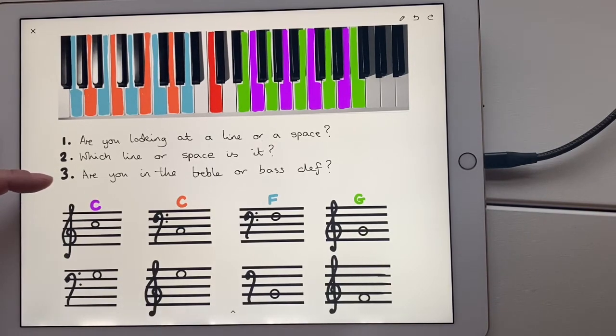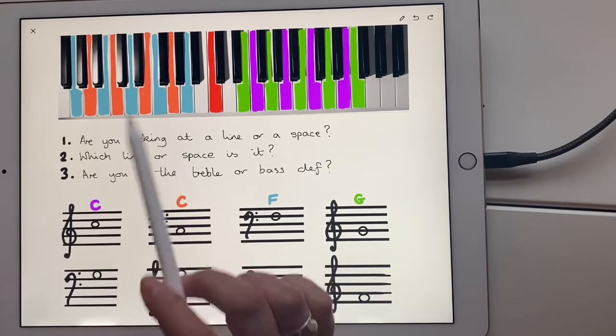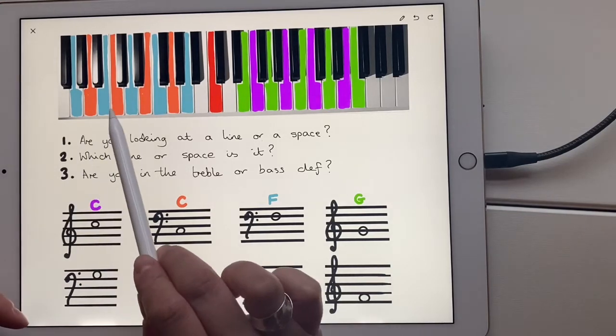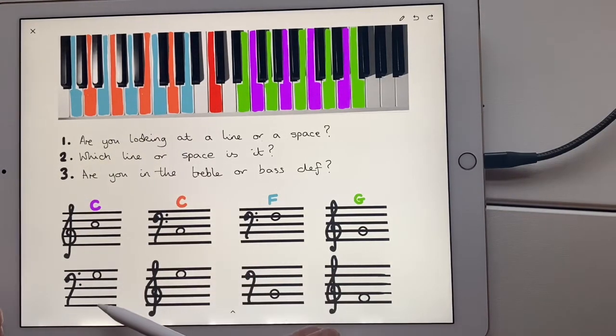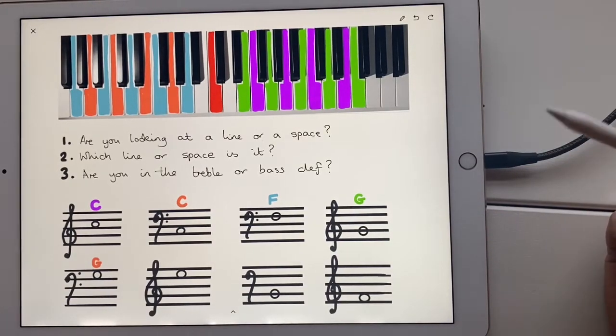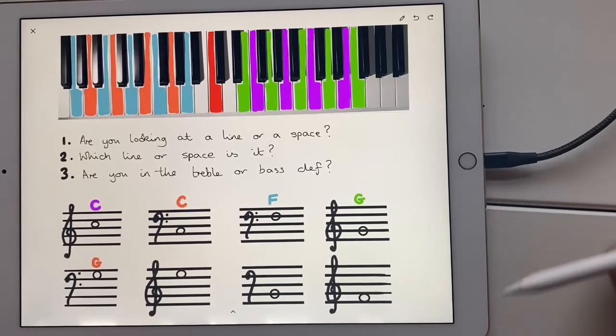Number 3. Are you in the treble or bass clef? Pause now. You are in the bass clef. So let's use our space rhyme. All cows eat grass. Pause now to find out the answer. Okay, so the answer is G. All cows eat grass. Did you get it right? Well done. Pat on the back if you did. If you didn't, don't worry, there's still 3 more to do.